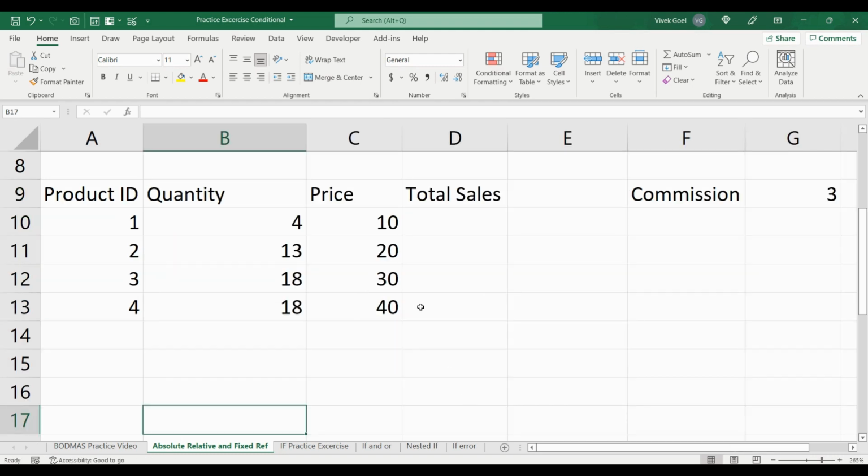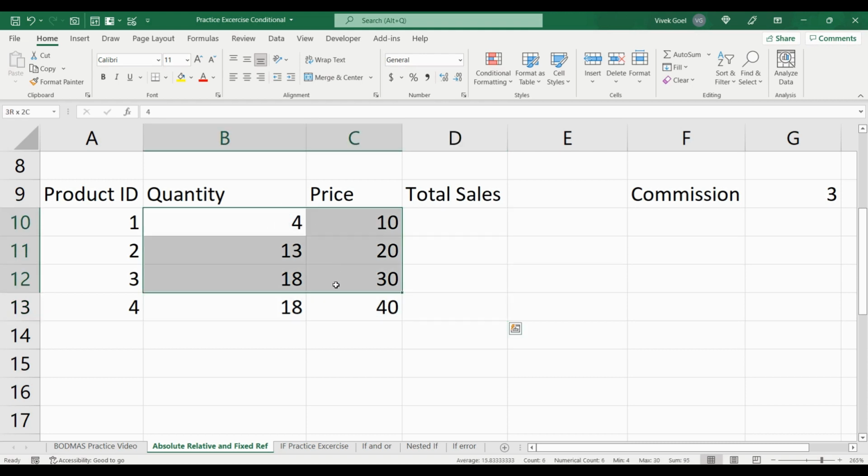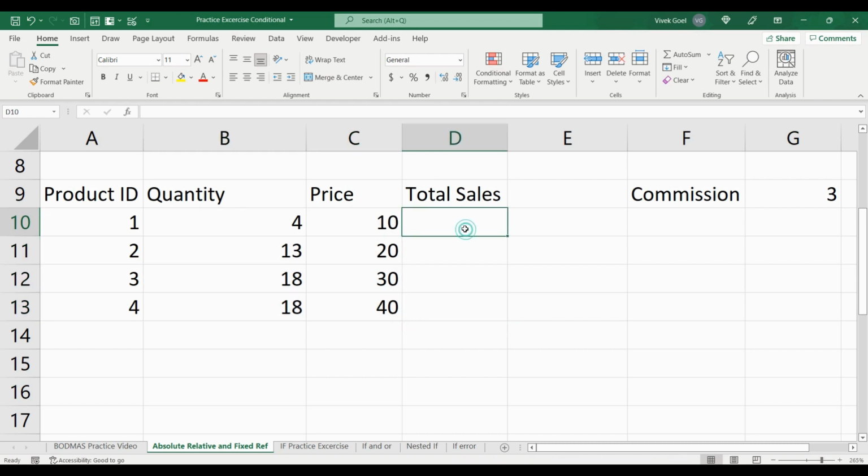For the next question, we have to calculate the total sales by multiplying quantity and price, and for each transaction we have to pay a commission of $3. For example, for the first row the quantity is 4, price is 10, so the value will be 40. Now we have to pay a commission of $3, so the total sales value will be 37.